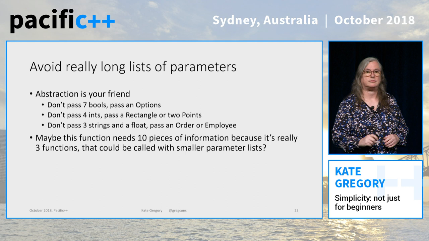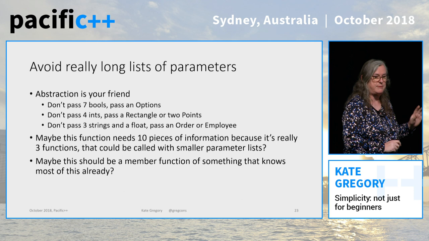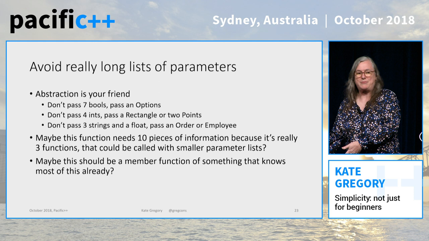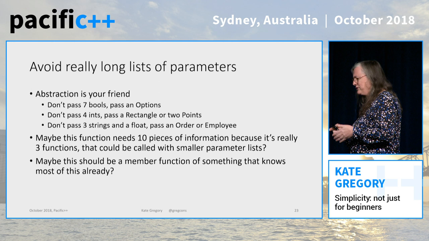Another great way to strip out parameter lists is to make something a member function. I will see a free function being called with like employee.firstname, employee.lastname, employee.birthdate kind of thing. You're like, why isn't this a member function of the employee class? And sometimes the reasons have to do with a real misunderstanding of how object orientation works.